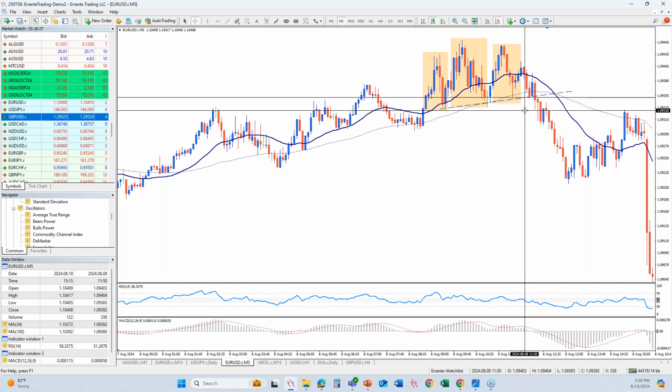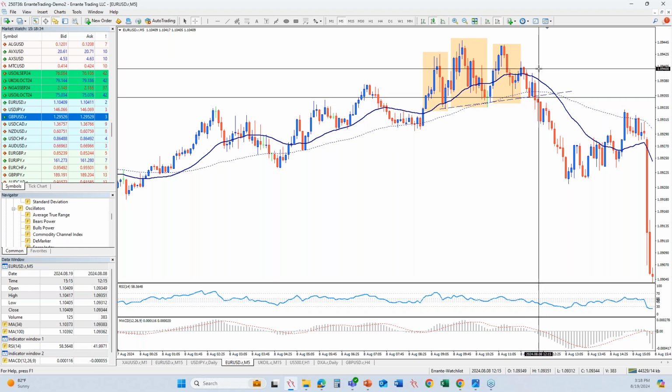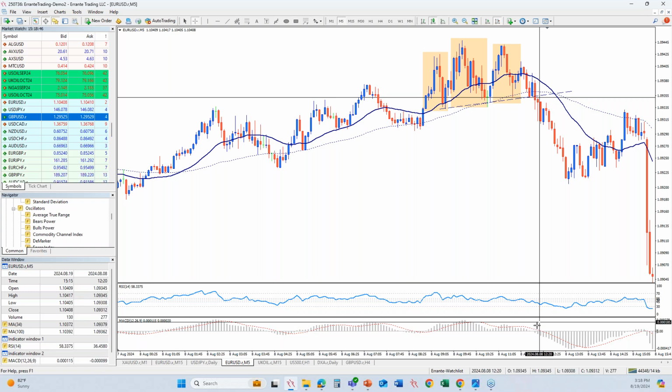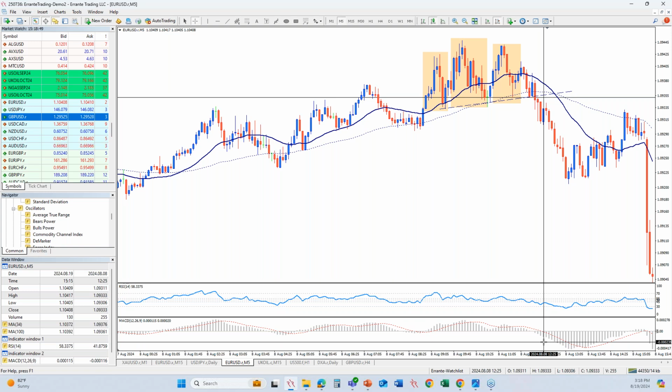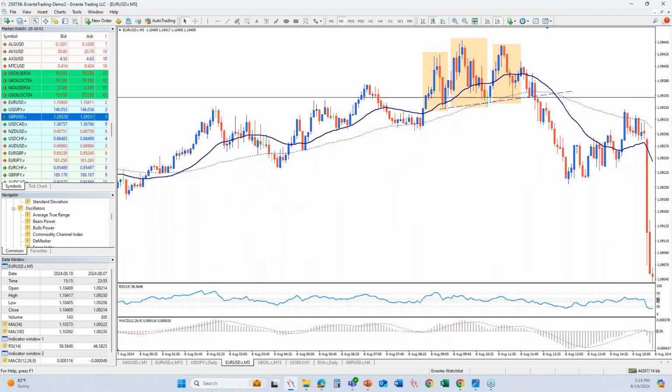A particularly strong signal is generated here when the right shoulder break is confirmed by the price crossing below a moving average and the RSI dropping below 50. If you look at the RSI here, and also we have a MACD crossover below the zero, and this convergence of indicators adds further confirmation that the trend reversal is underway. So this is a good reversal pattern here on the Euro USD chart.